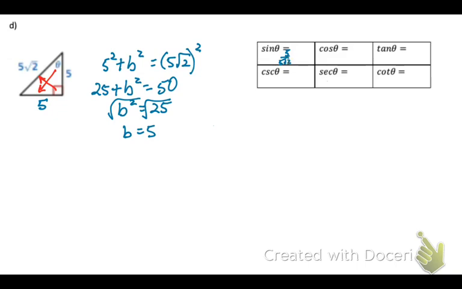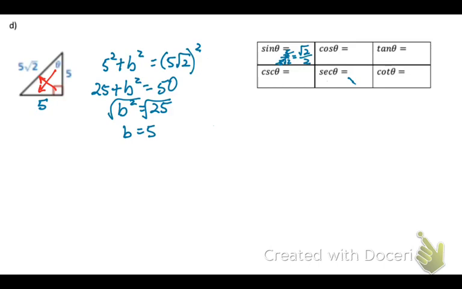Ooh, that is so small. So now let's simplify. What I'm going to do is divide my 5's out, so I get 1 over the square root of 2. And then I'm going to rationalize. Multiply top and bottom by the square root of 2. So our final rationalized answer is the square root of 2 over 2.